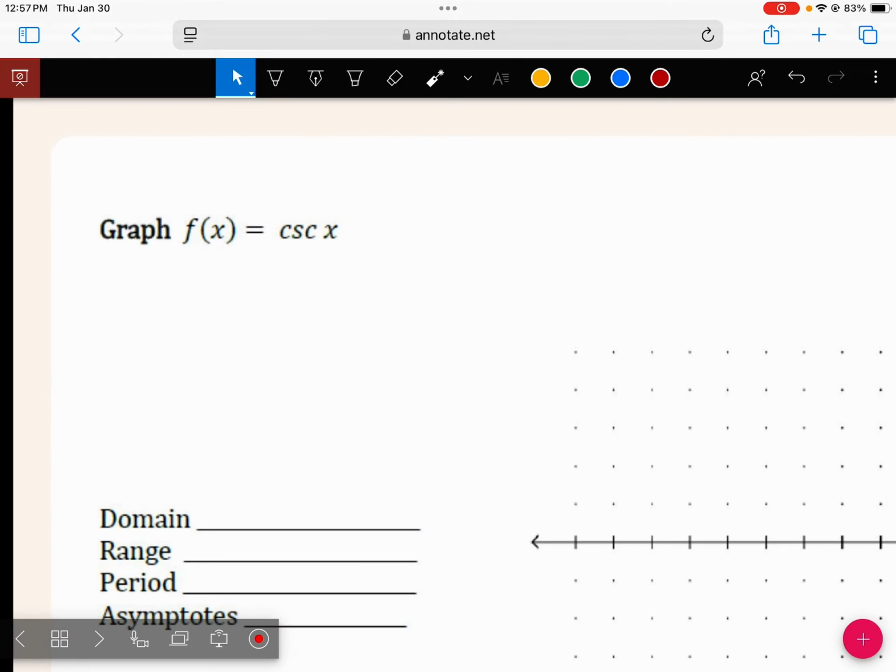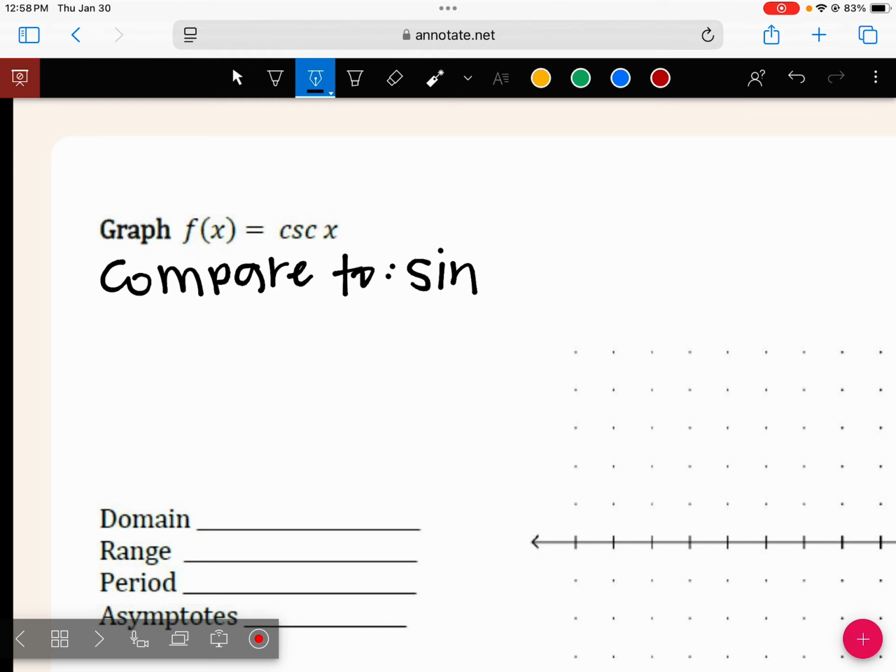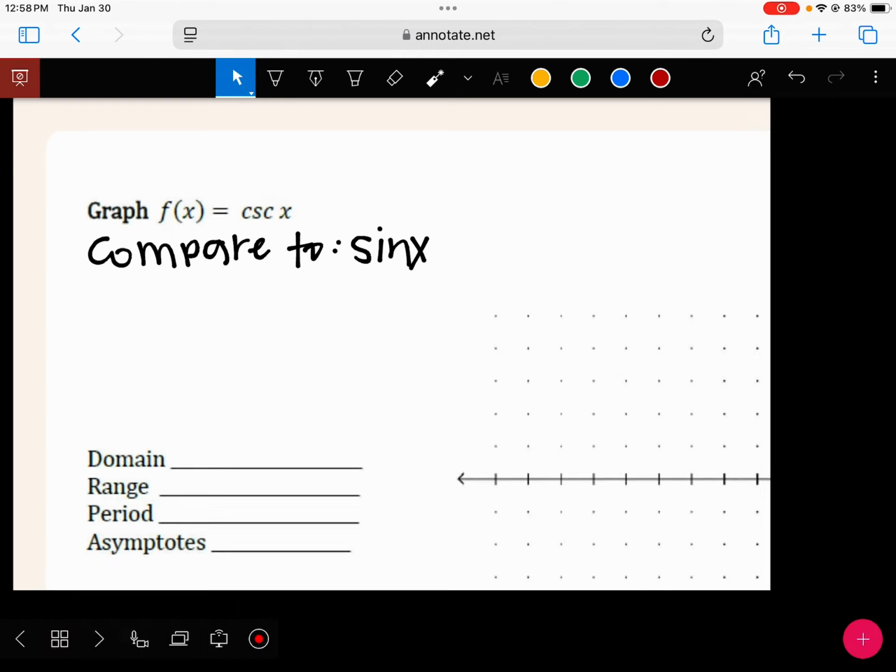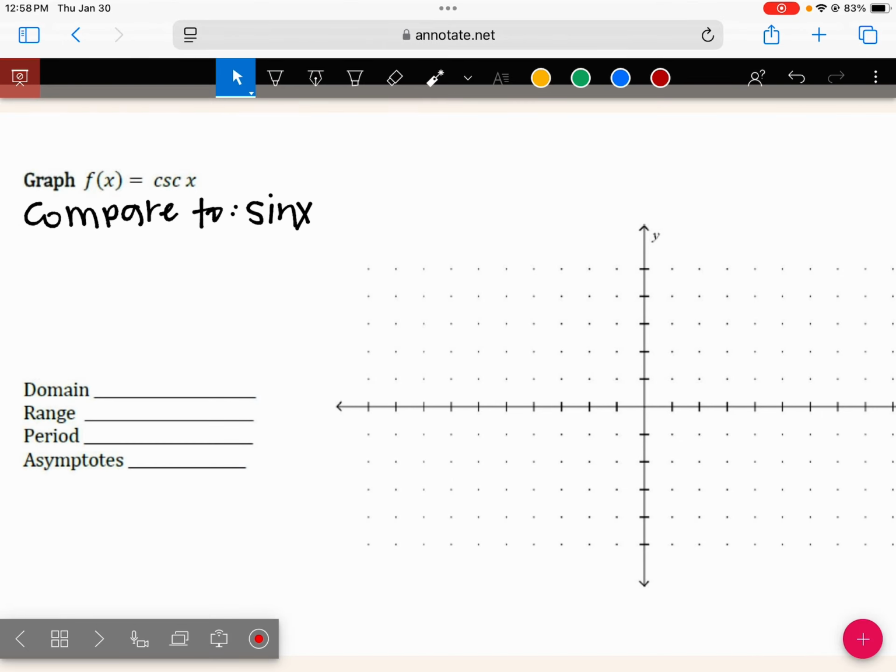Yay. So what graph are we comparing this to? Comparing it to sine. Does sine start in the middle or at the top? Middle.